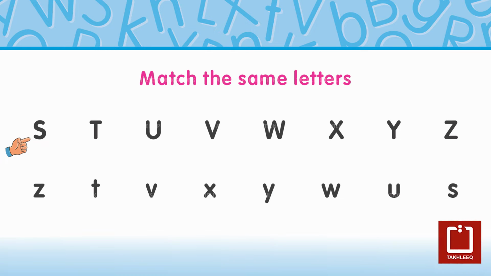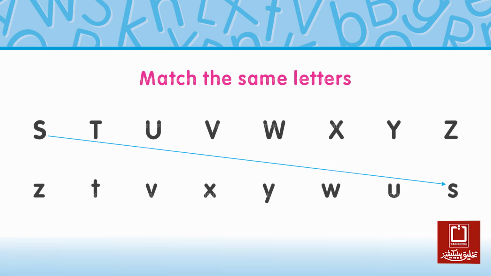This is capital letter S. Now we search small letter S in the second row. Z, T, V, X, Y, W, U, S. Yes, this is small letter S. So we match capital letter S with small letter S.